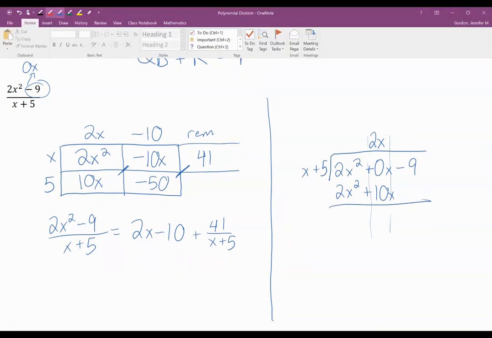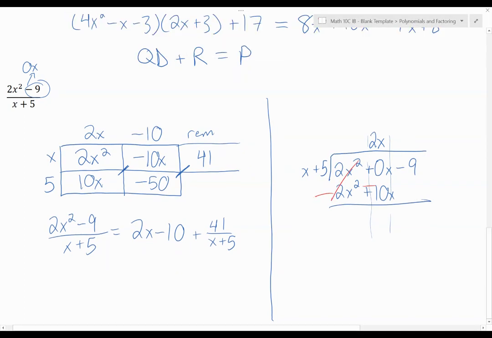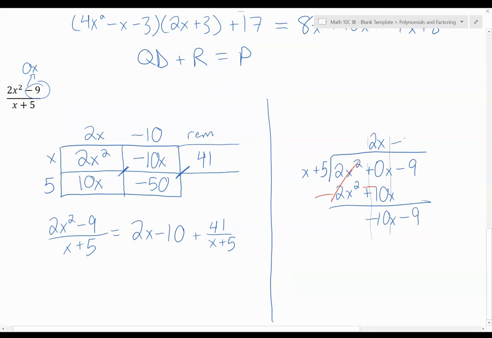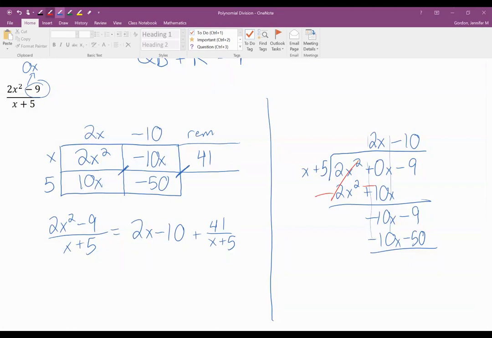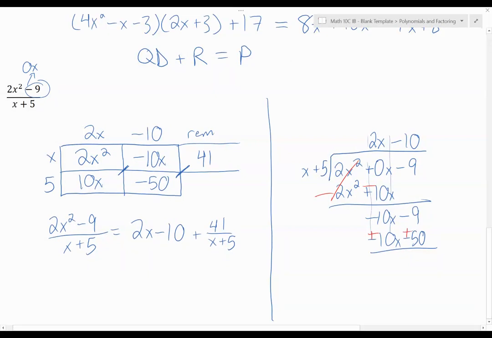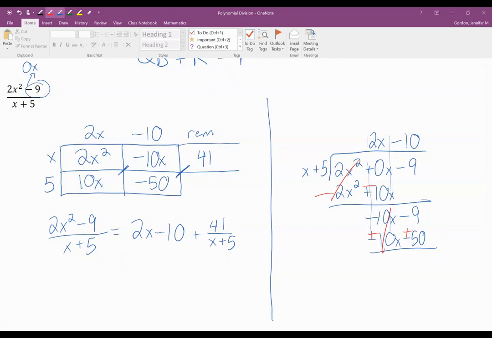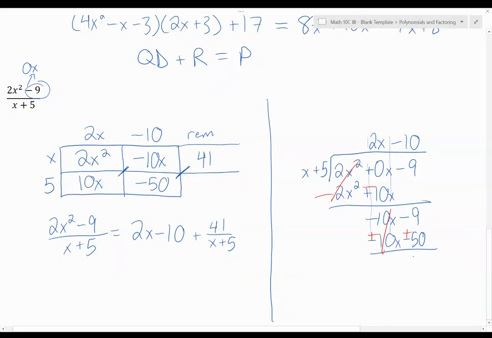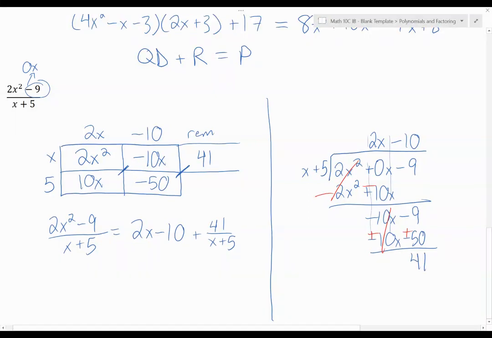I subtract, which means I'm subtracting both terms. So the 2x squared now disappears. 0x minus 10x is negative 10x. So notice we're ending up with a lot of the same things. We're just organizing them in a different place. Now I also am going to bring down the minus 9. Minus 10x divided by x is minus 10. Distribute that. Minus 10x minus 50. When I subtract, I'm subtracting both terms, which means I'm turning them both into pluses. The negative 10x plus 10x is going to disappear, and minus 9 plus 50 is 41. Same remainder I got in the previous example.